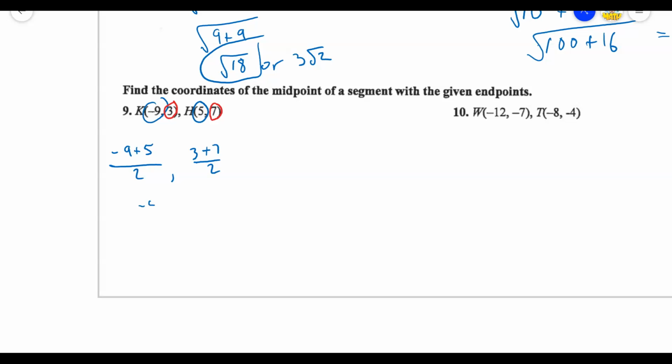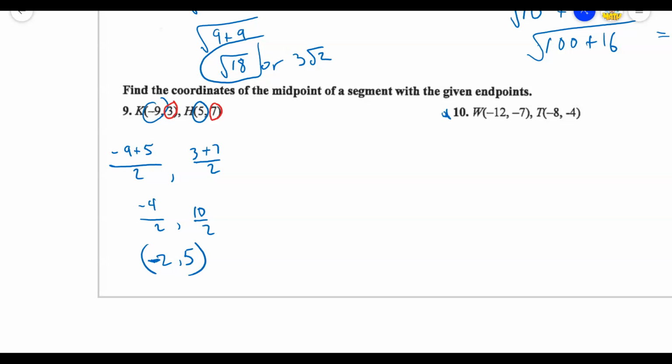So -9 plus 5 is -4. We'll divide that by 2. We have 10 divided by 2. So this would be -2 and 5. So if I were to plot the original 2 points and then plot this point, I would see that this point here lives right in the middle of those original 2 points on our coordinate plane. Okay? Let's try number 10 and put the answer in the Edpuzzle.